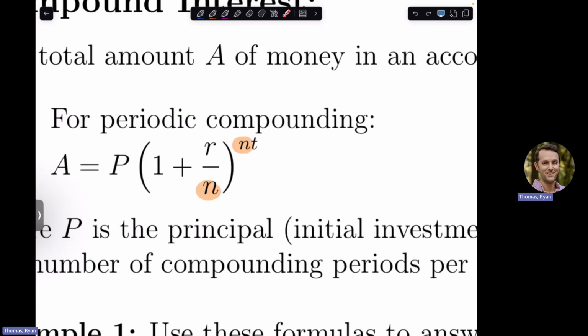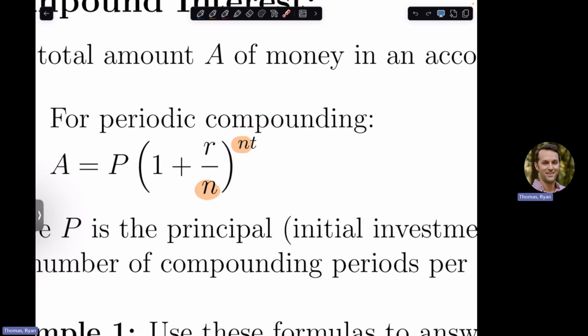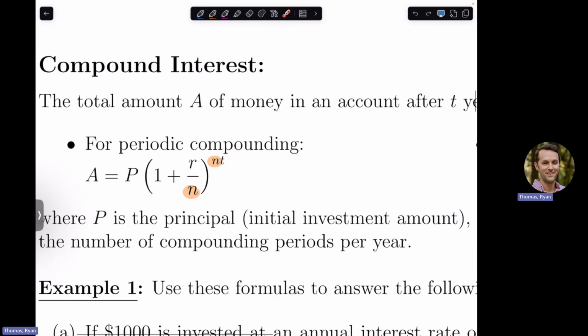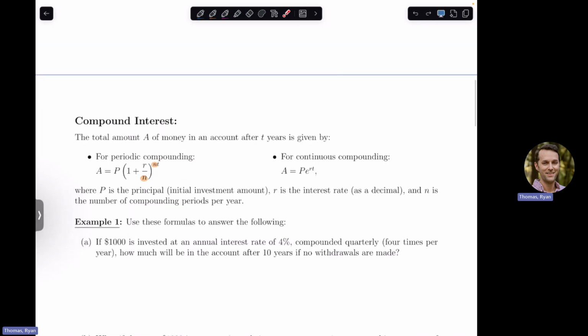And then notice that this NT in the exponent, that's number of times per year times years. That's how many total times it happens then, right? Which kind of makes sense if you think about it. That you would take this exponential thing, raise it to the power that represents the total number of times you're going to do that calculation, because it's a repeated multiplication thing.